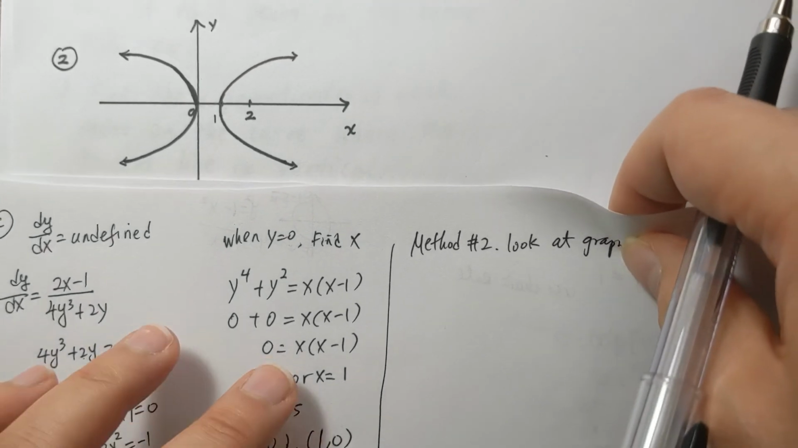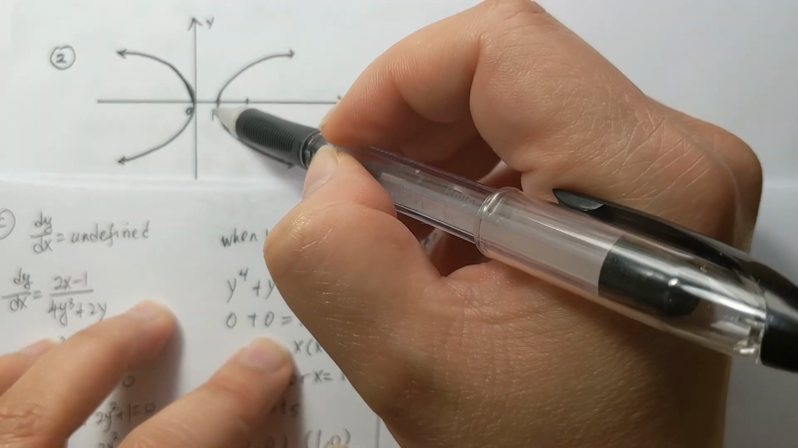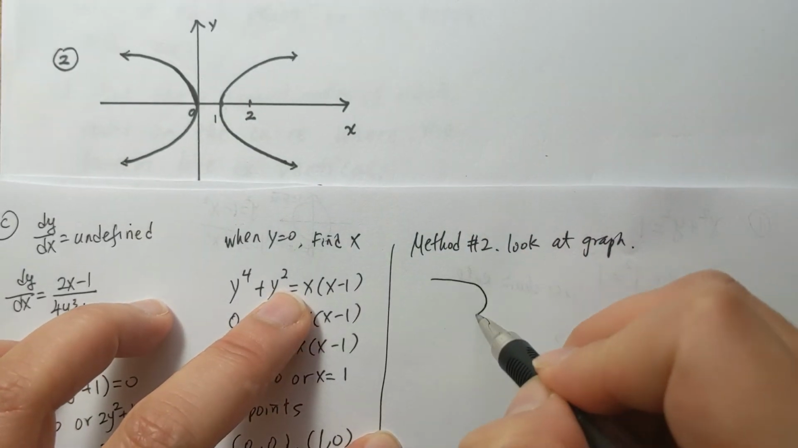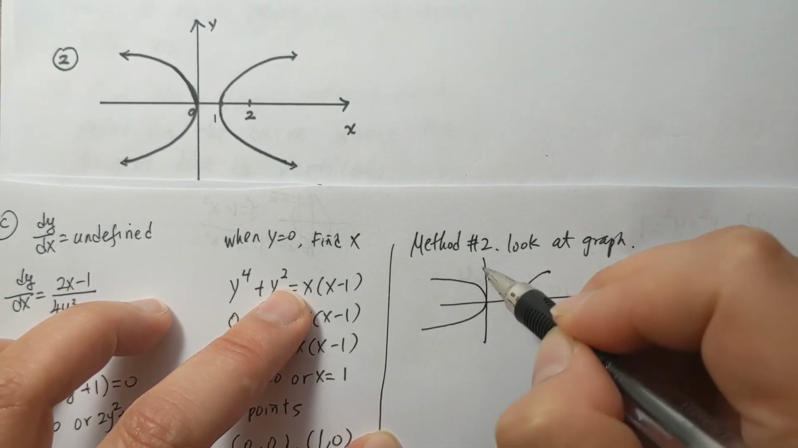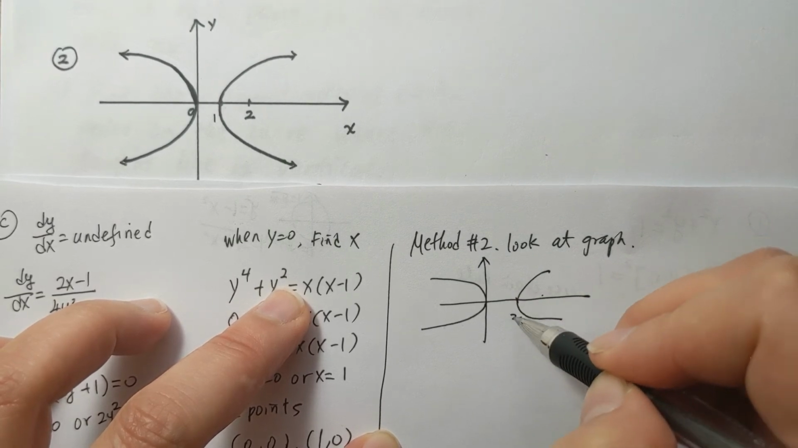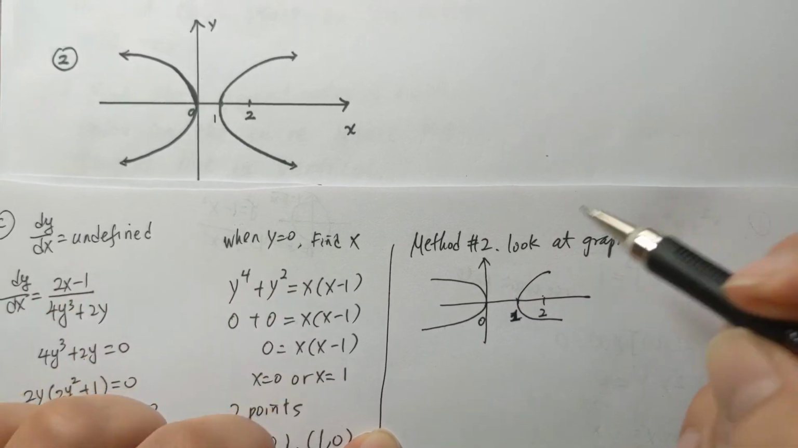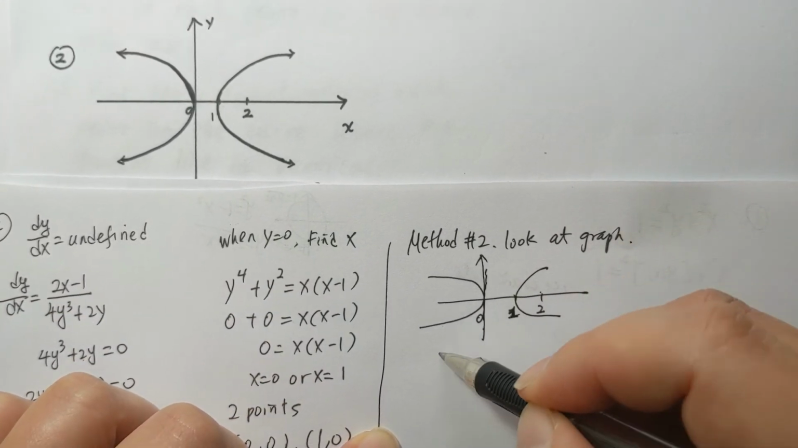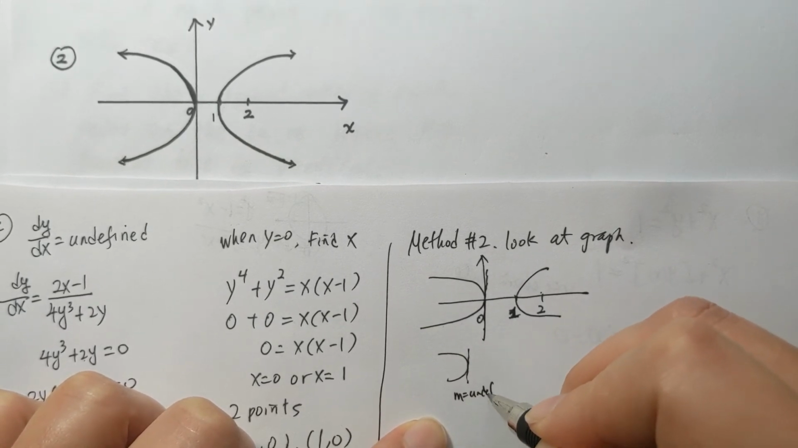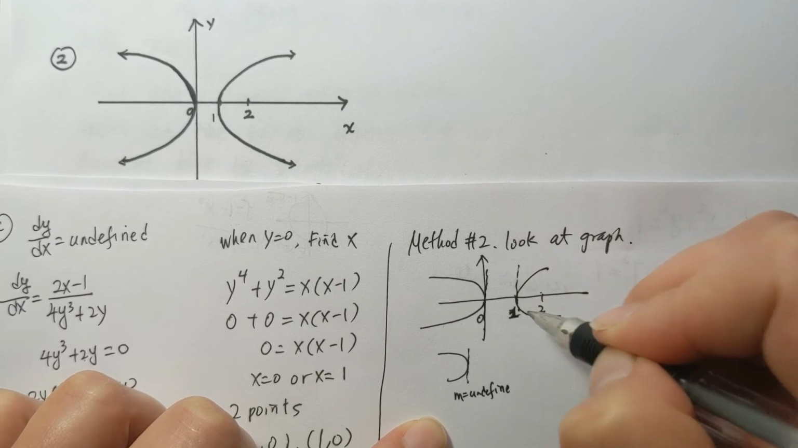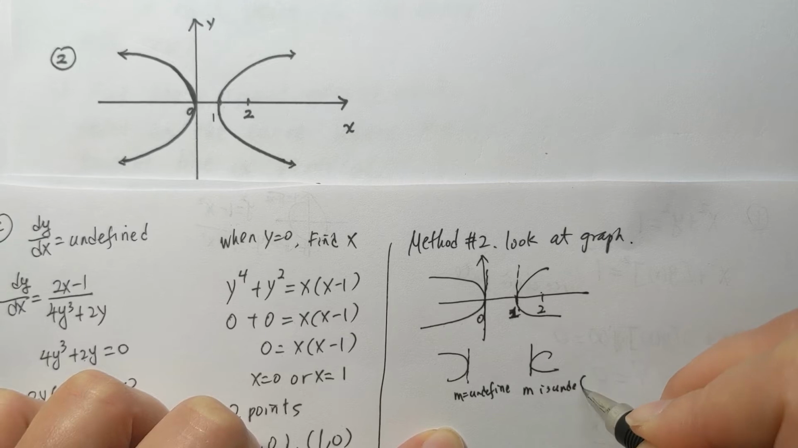So this is a horizontal parabola, another horizontal parabola. The horizontal parabola is very special. This is one. At this point over here, you're going to have m equal to undefined, just like the circle, and same thing over here. So this part is undefined.